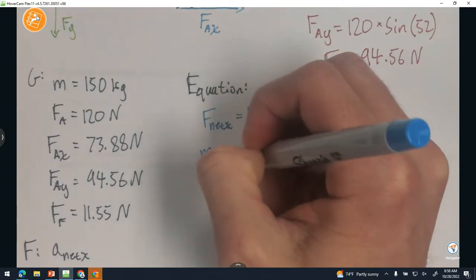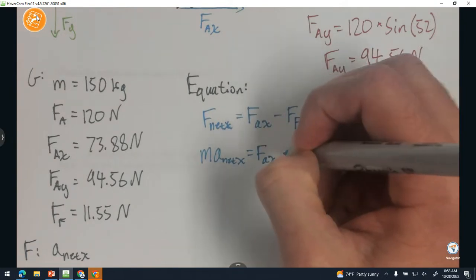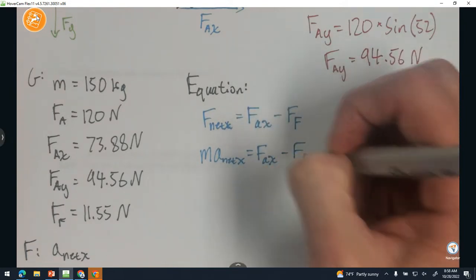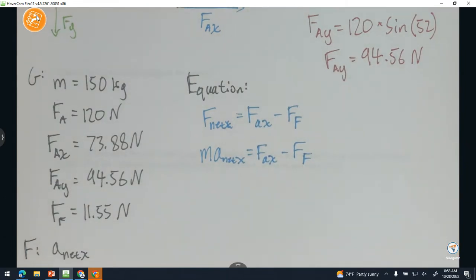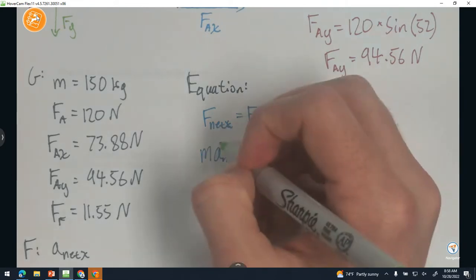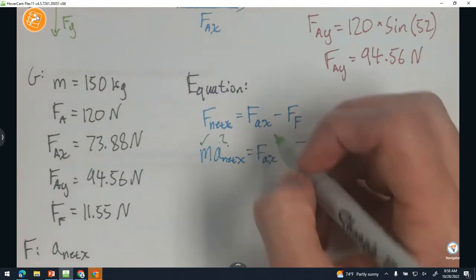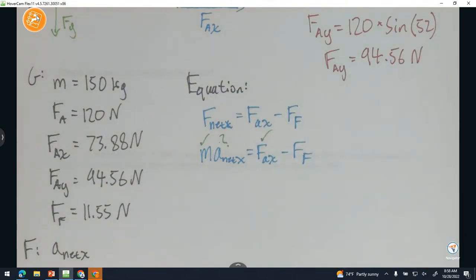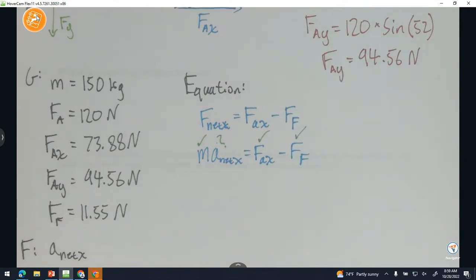Then I do M A net in the x equals FAX minus F of F. And then I'm solving for A net there. I have the mass of the moose. I have my force applied component. And then they give me force of friction. So I have everything.